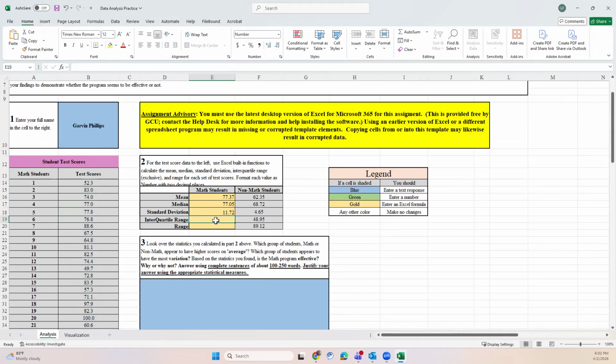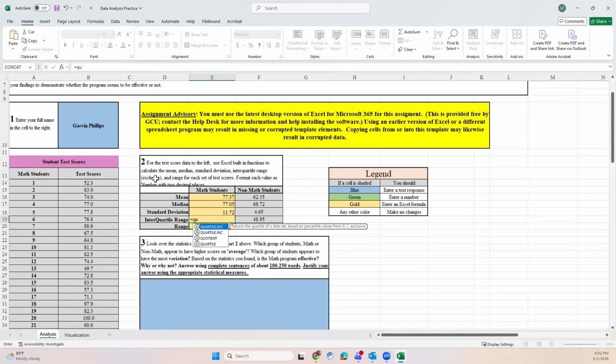Interquartile range, we've talked about that. That is the difference between the third quartile and the first quartile. So to do this, I'm going to go ahead and look at quartile of 3, and I'm going to subtract quartile of 1. So I'm going to do equals and QU, and then you'll see quartile. And specifically, this is exclusive, which it did say right here.